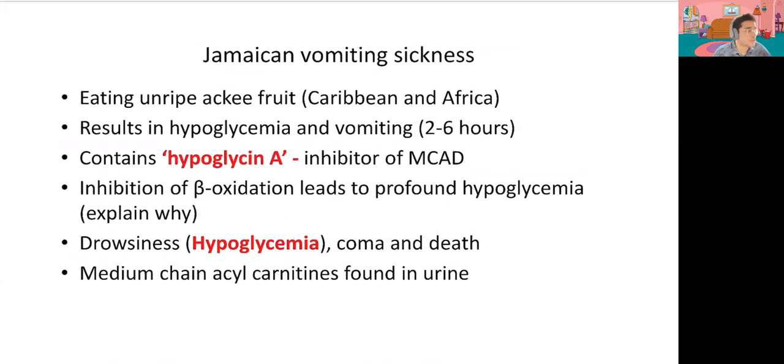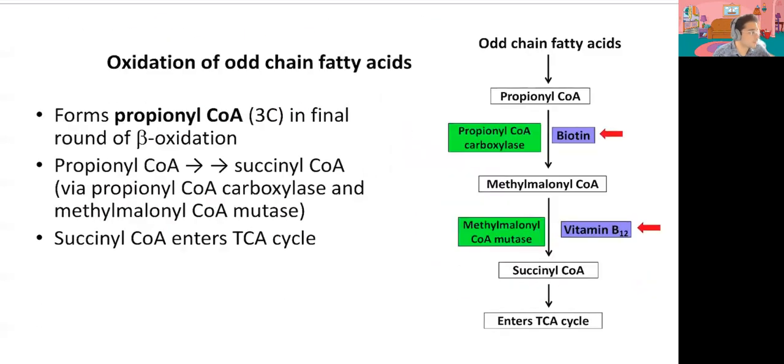You can also induce a similar kind of presentation. What happens in Jamaican vomiting sickness is that there's a key fruit from the Caribbean and Africa that causes the accumulation of hypoglycin A, and that inhibits MCAD. MCAD being inhibited can no longer break down fatty acyl CoA into acetyl CoA, leading to all the same presentation you would see: hypoglycemia, coma, and death, right? Medium chain acyl carnitines are found in the urine.